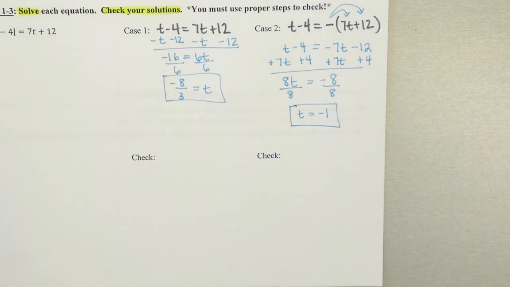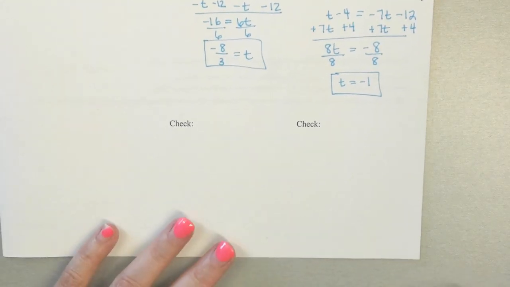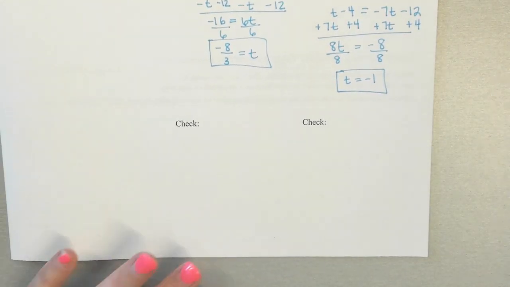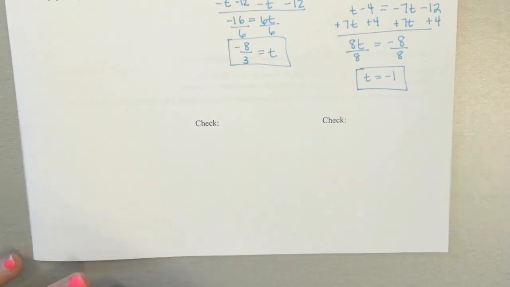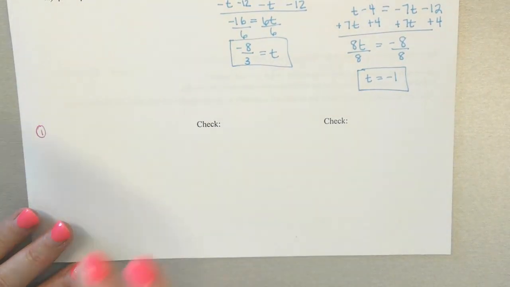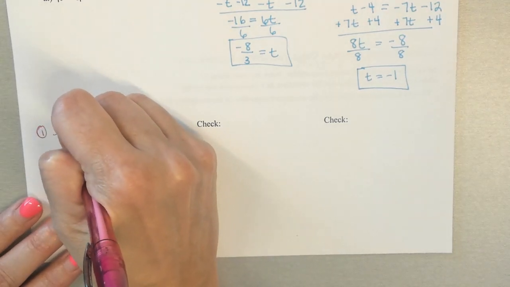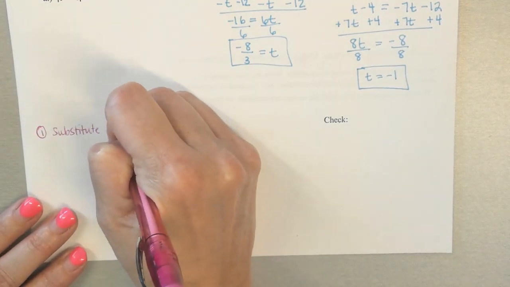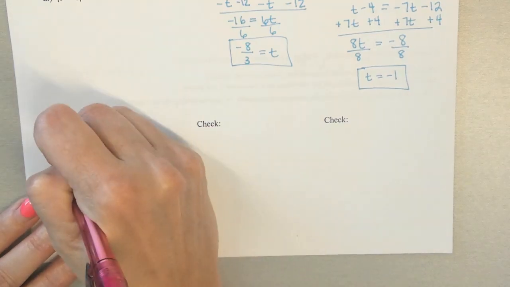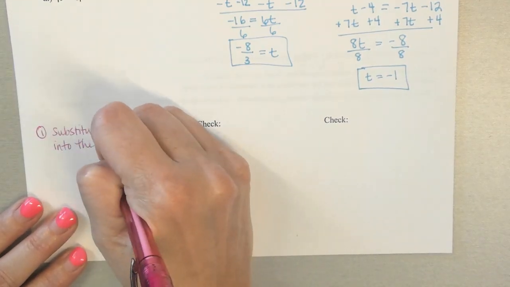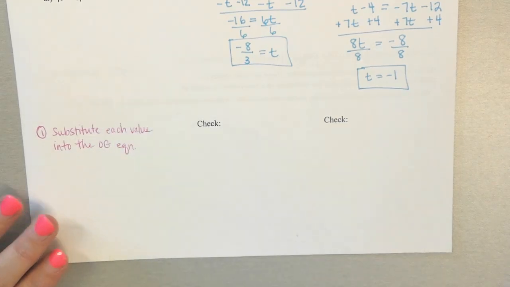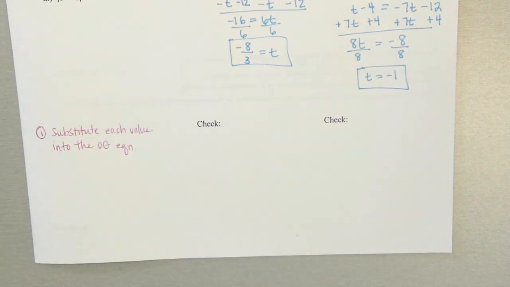Okay, so for each case I get an answer. Now I need to check that answer. And when you check that answer, there's really just 2 steps we have to follow. The first step is you are going to substitute each value into the original equation. So everybody's first step is going to look the same. Okay? Everybody's first step is going to be the original equation, but with the value substituted in for t.